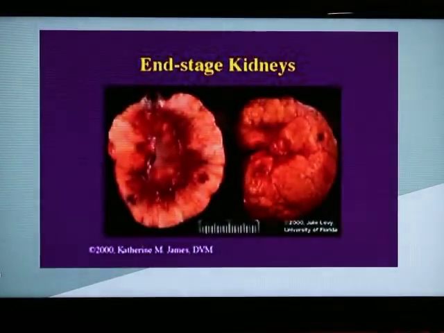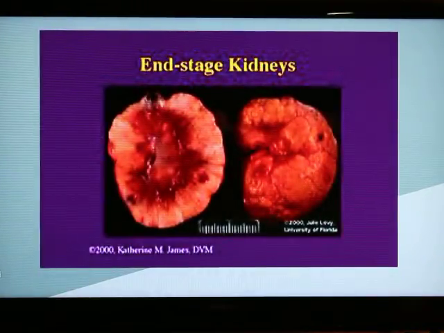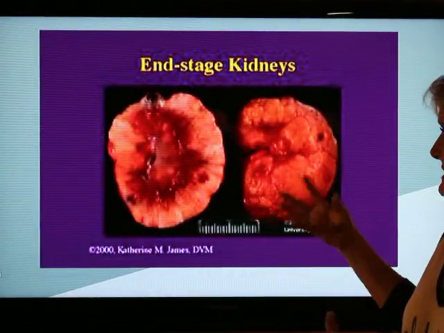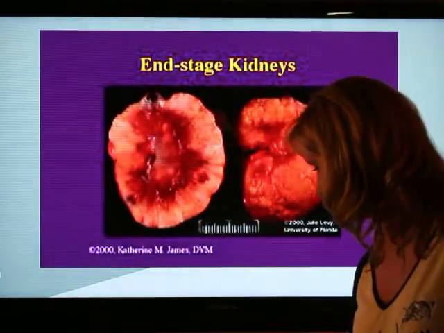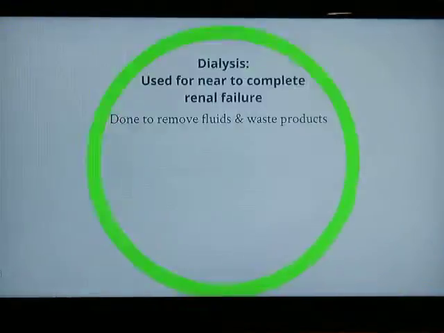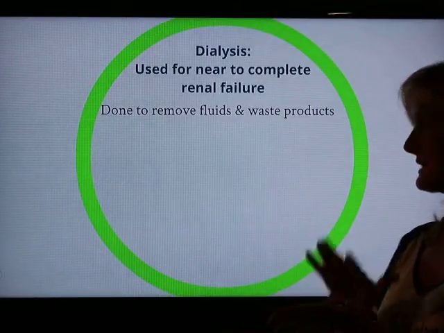So the next thing, this is a really bad picture, but it's a picture of end-stage kidney disease. You can see how swollen and large they are, with a lot of inflammation and bleeding in there. That's end-stage kidney failure. So now I wanted to talk a little bit about dialysis.